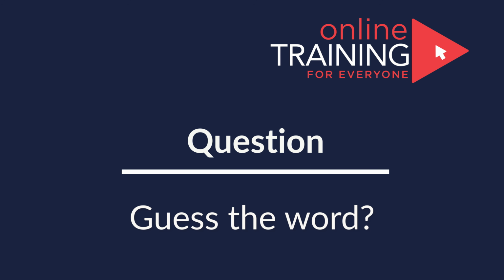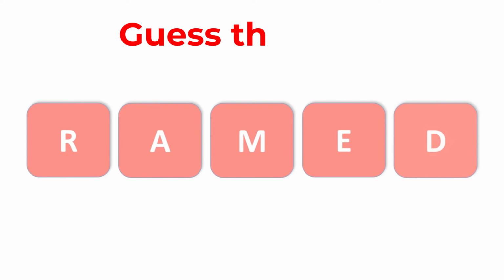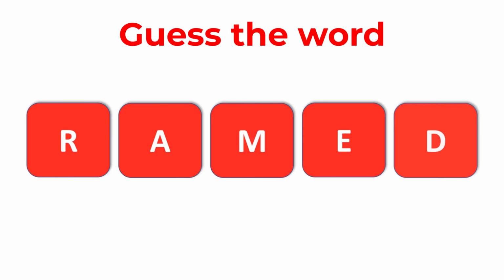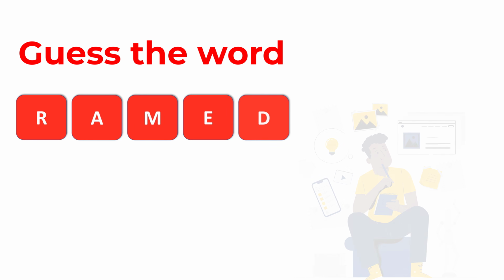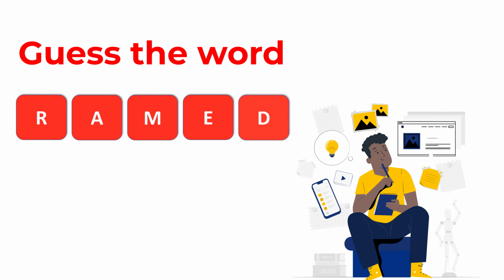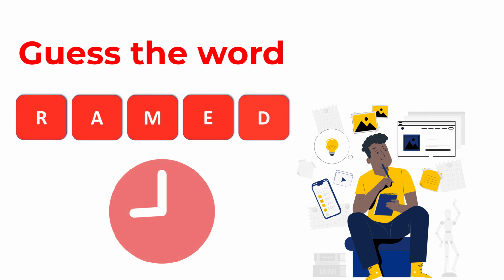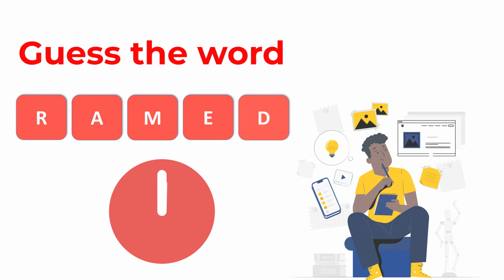Let's look at a question which you see on the test very often. You need to guess the word, and you're presented with 5 different letters. On the screen, you see the letters R, A, M, E, D, and you need to form a valid English word using these 5 letters. If you're trying to practice for the test, you might consider pausing this video and giving yourself a little bit of time to solve this challenge.